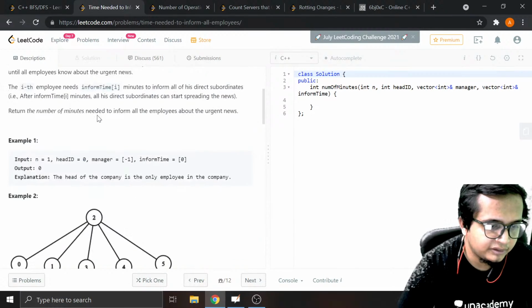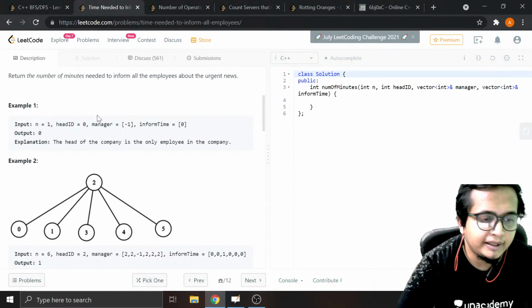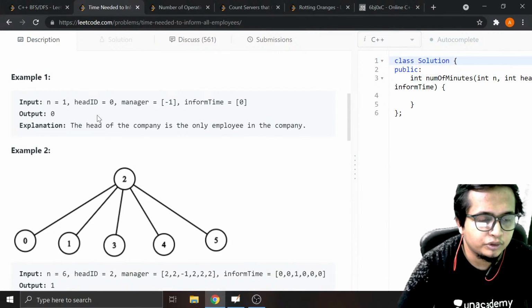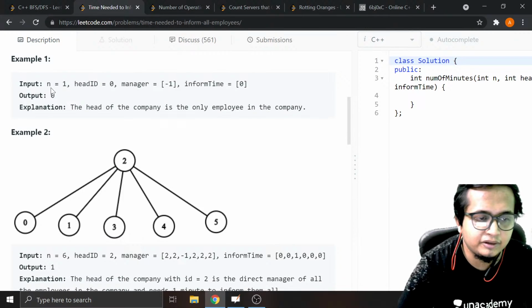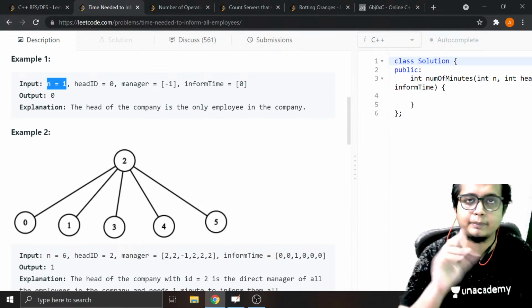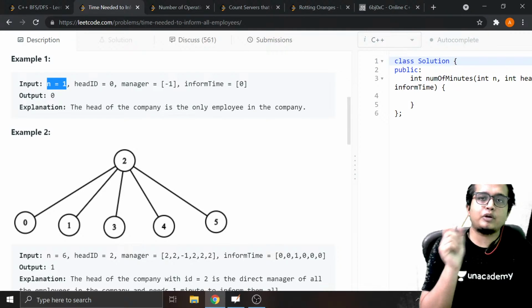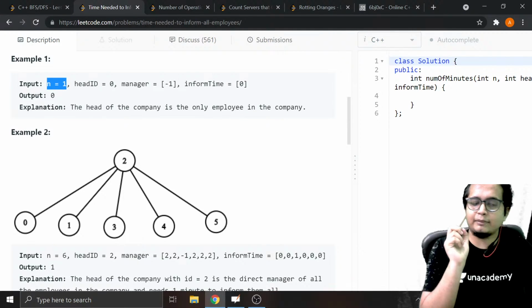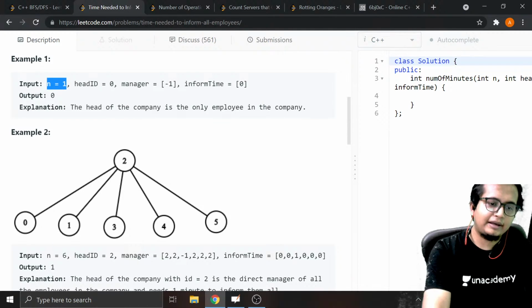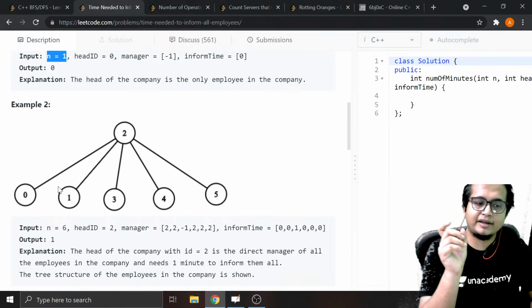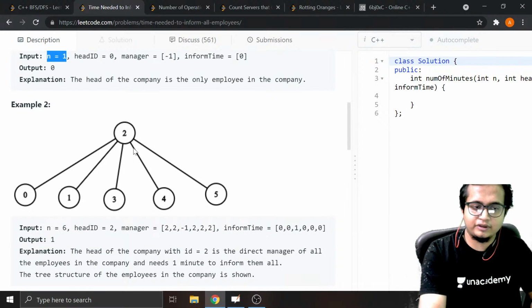Okay, so let us see another problem. So let me directly explain the problem only. So you are actually given n. So n is the number of employees in the company. Okay, and the employees have their IDs from 0 to n minus 1. So here n is 6 and the employees have IDs from 0 to 5. You can see over here.